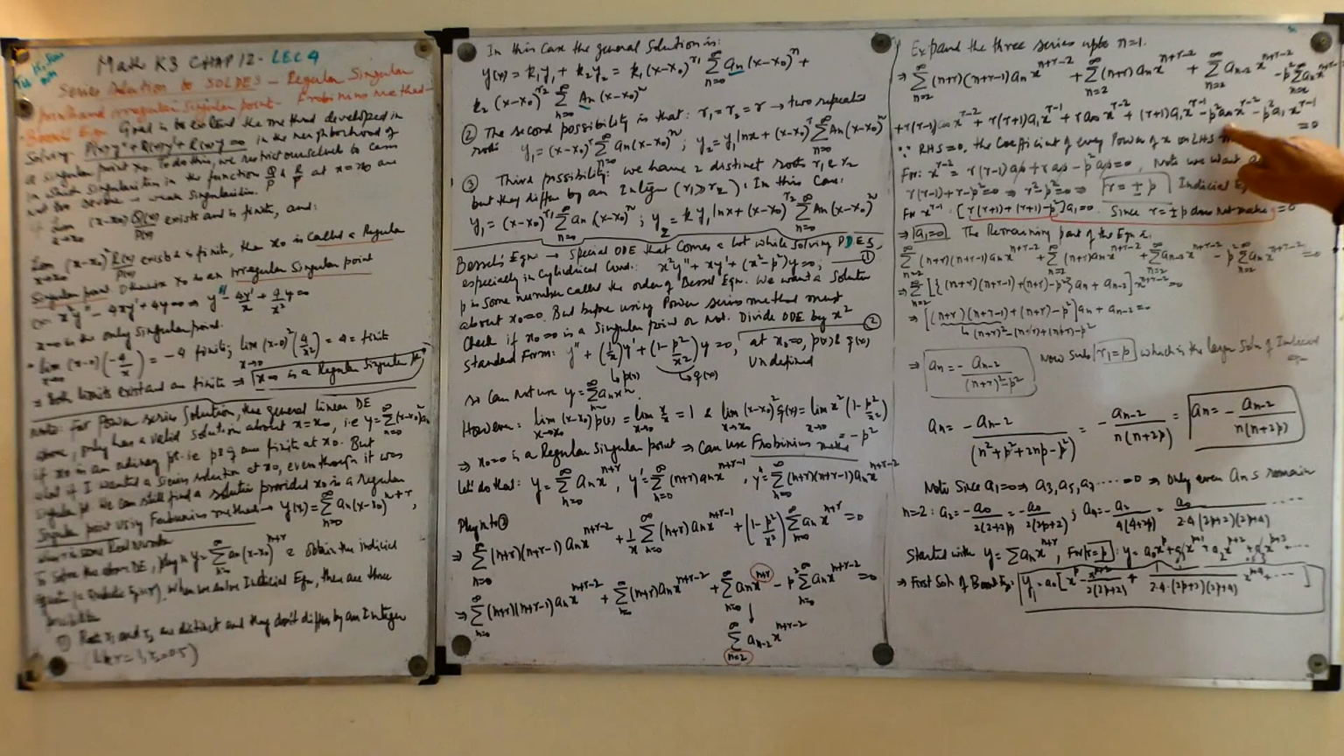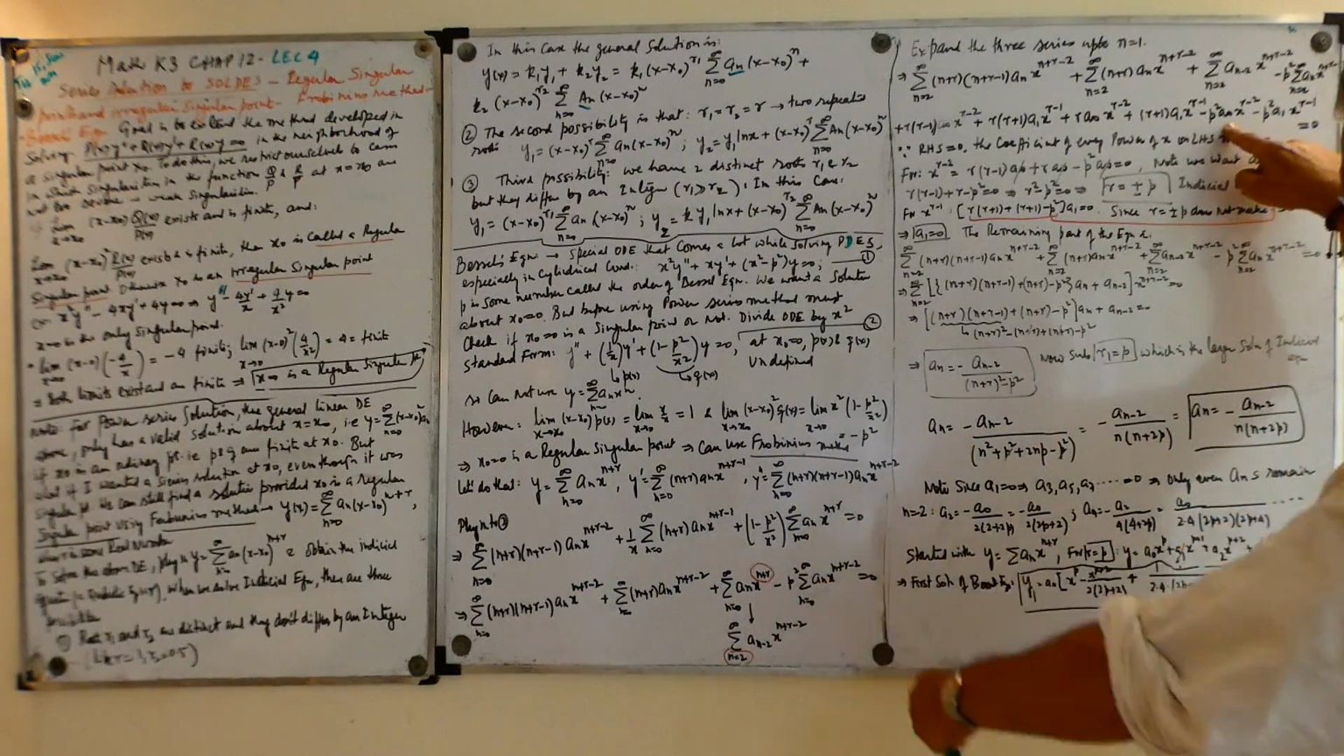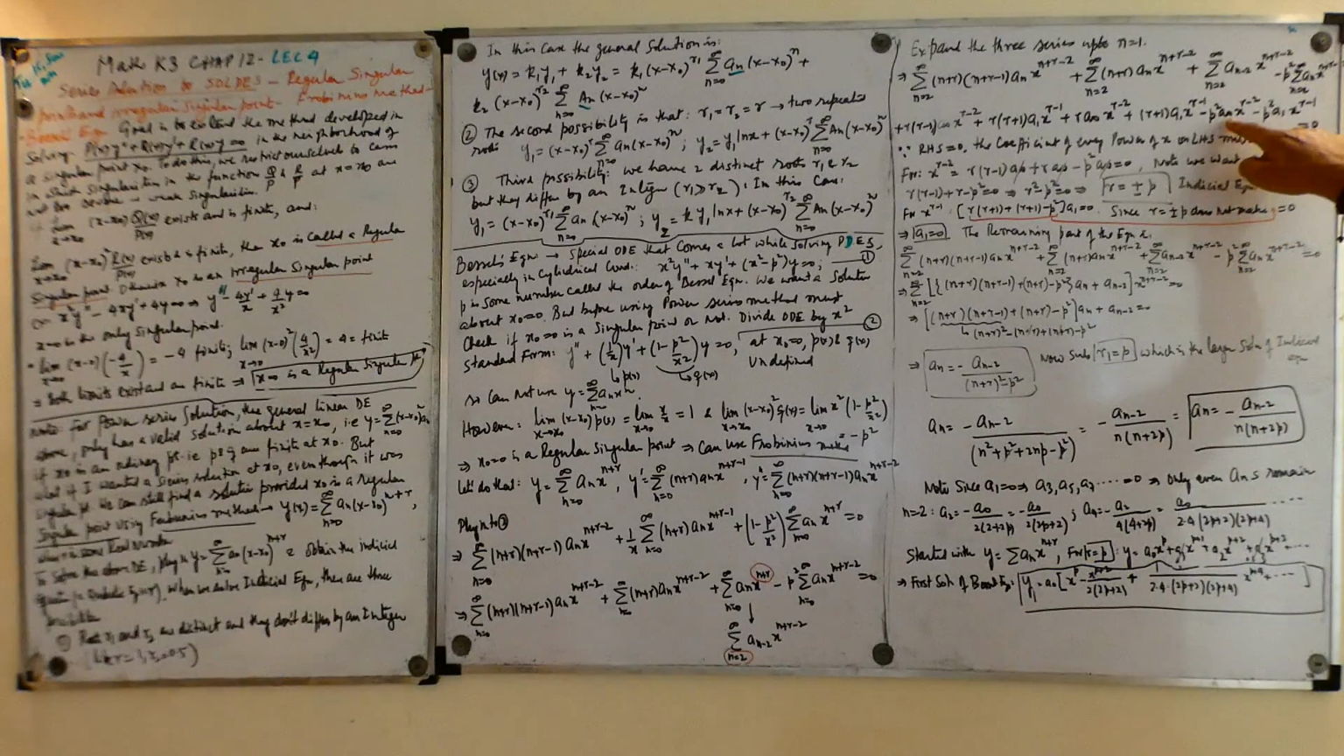Now I come to the p squared. So minus p squared a naught is your a naught, x to the power n is 0, so r minus 2, and this is when your n equal to 1, so minus p squared a1, and that will be your x to the power r minus 1.